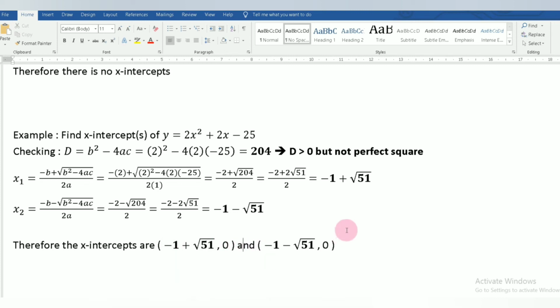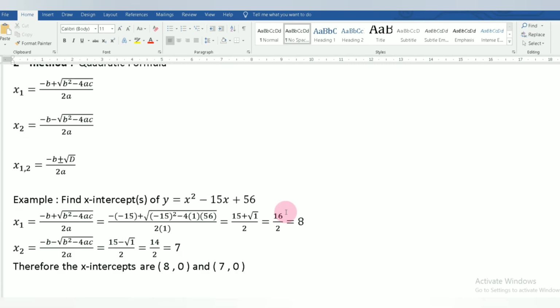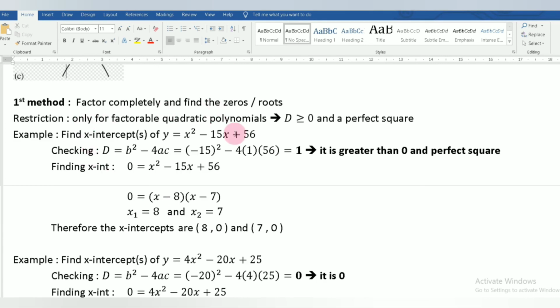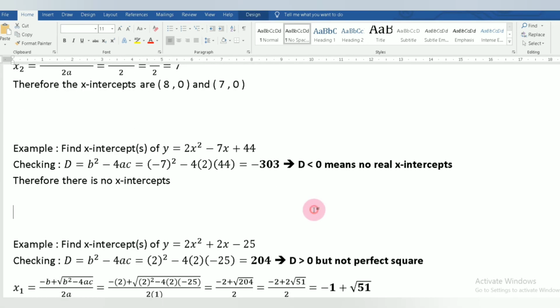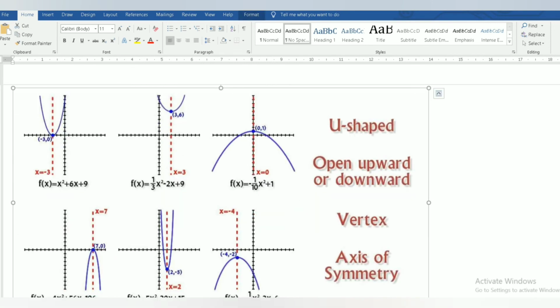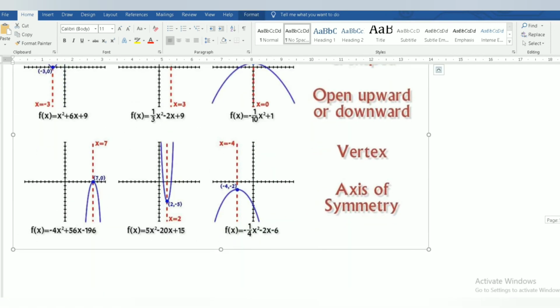So there you go. That is how you find the values of x-intercepts by using two methods. Again, it depends on the instruction, whether you are instructed to use the first method or the second method. If it is not instructed, you are free to use either, but keep in mind that the first method is limited. It is only for discriminant positive or zero, and D must be a perfect square. But the last thing is, let me show you some examples.